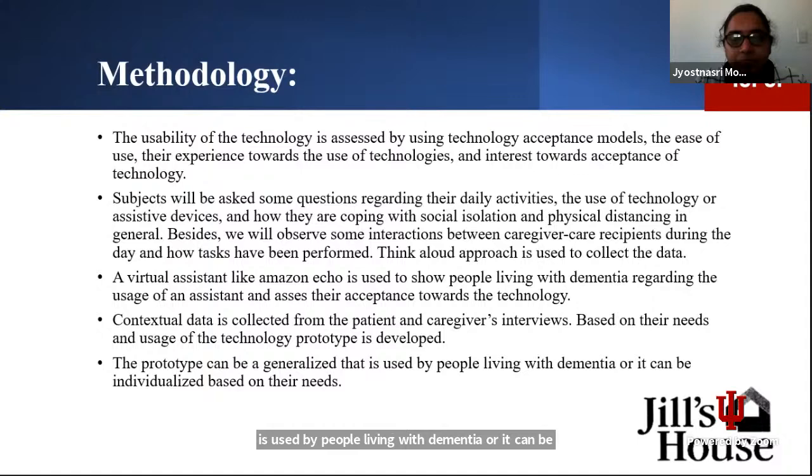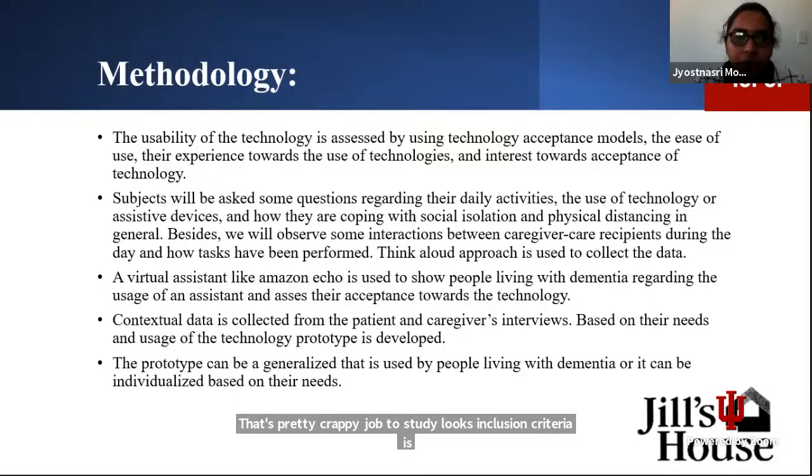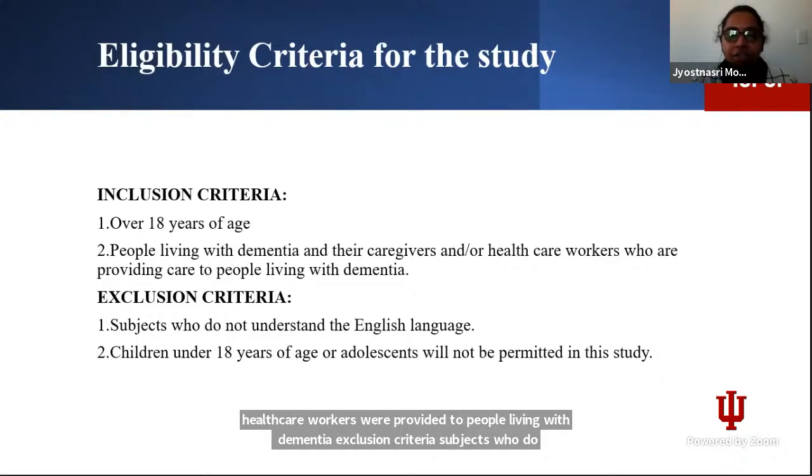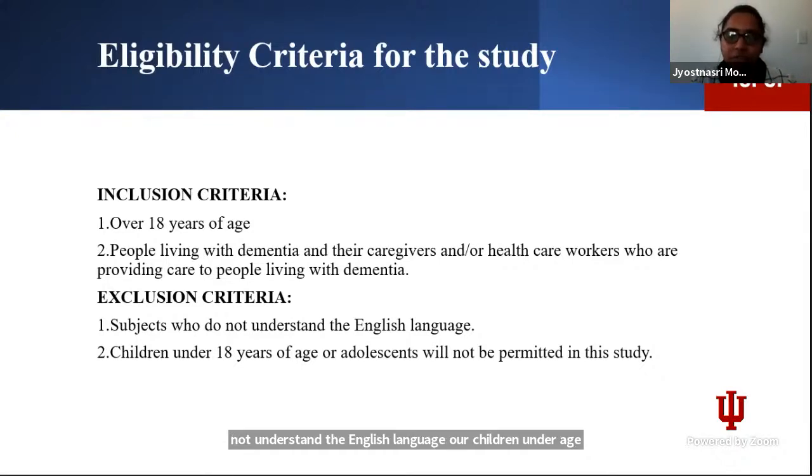The people living with dementia and caregivers are recruited for the study from Jill's house. The eligibility criteria of the study: inclusion criteria is over 18 years of age, and people living with dementia and their caregivers or healthcare workers who are providing care to people living with dementia. Exclusion criteria: subjects who do not understand the English language, and children under 18 years of age or adolescents will not be permitted into the study.